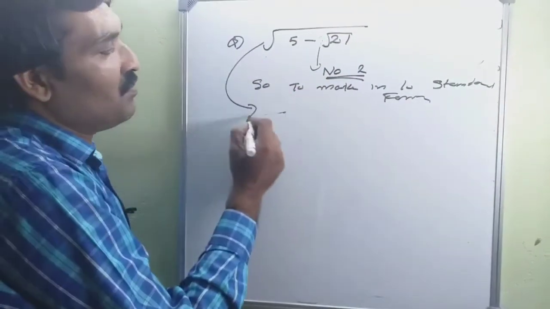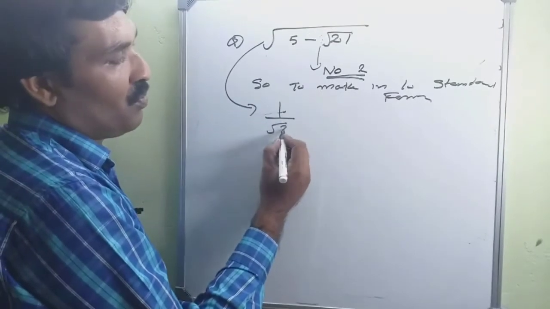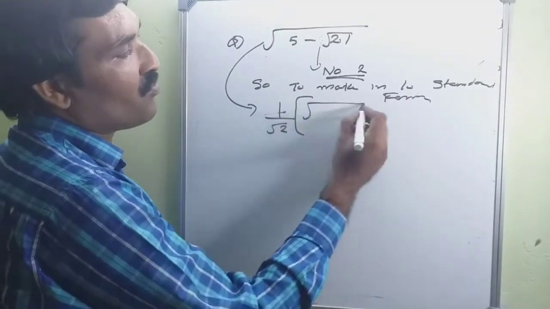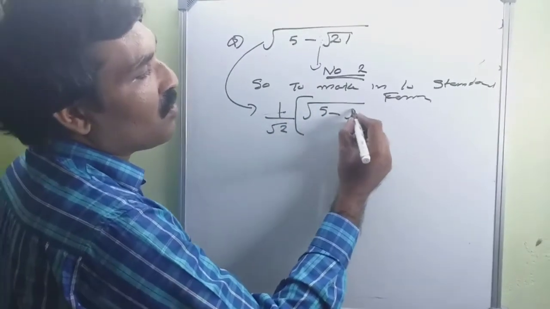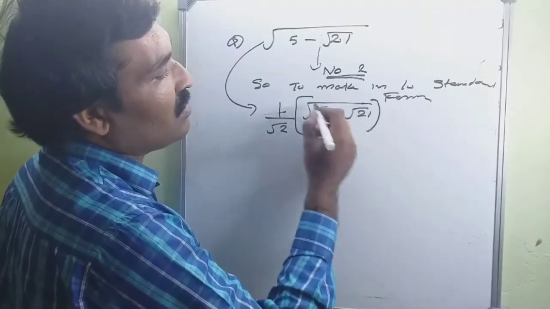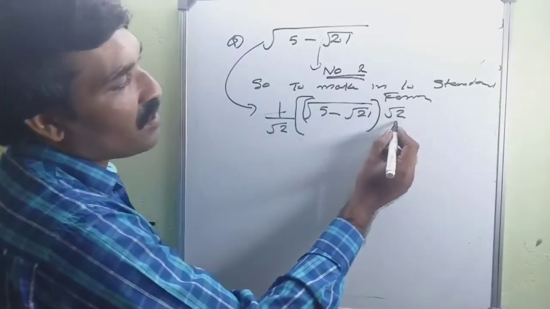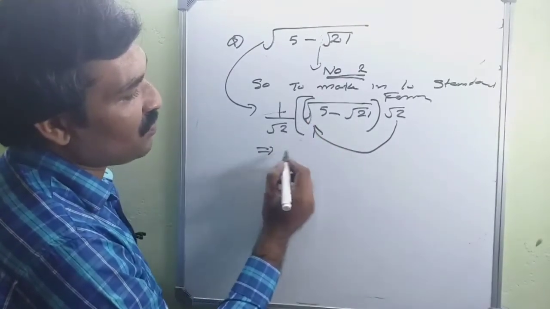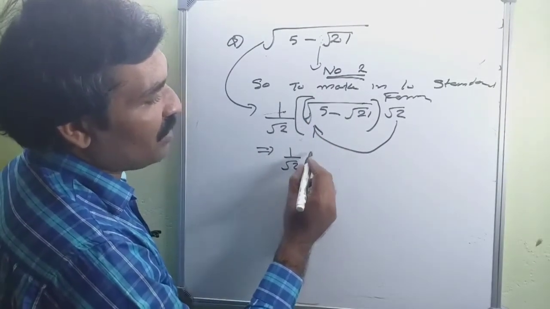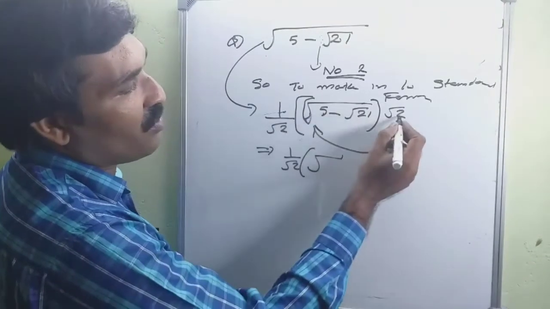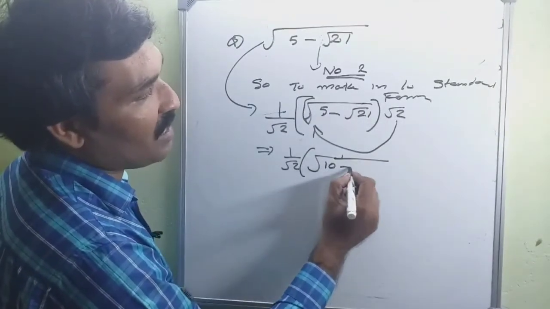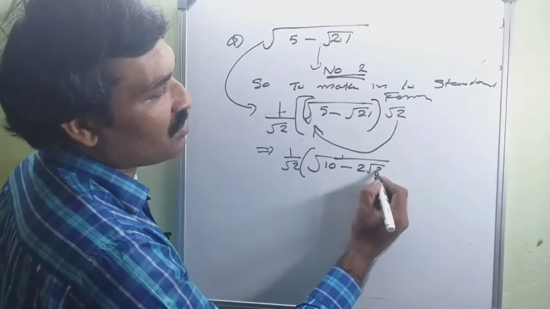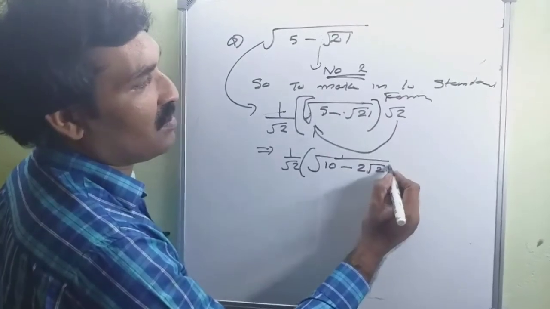So this is 1 by root 2 into root of 5 minus root 21, this into root 2. Now take root 2 inside this root. So this is equal to 1 by root 2 into root 5 into root 2, that becomes root 10 minus 2 root 21.